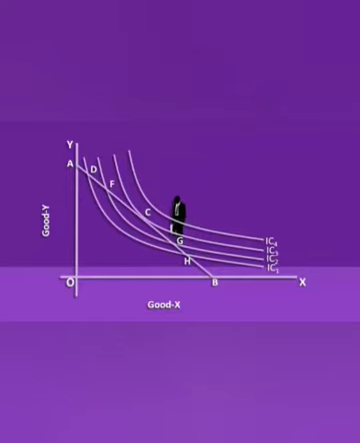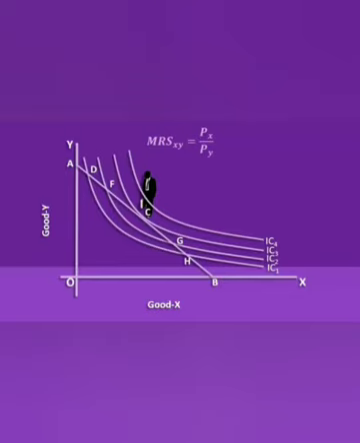He moves to point G. This combination is on indifference curve 2. In this case also, the marginal rate of substitution of X for Y is less than the price ratio. He rearranges his budget and substitutes Y for X. And thus he reaches point C. It is on indifference curve 3. Here, MRS of X for Y is equal to the price ratio.